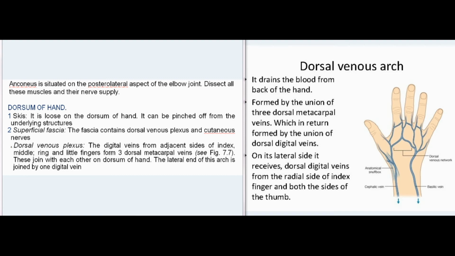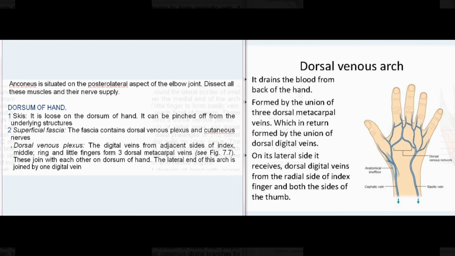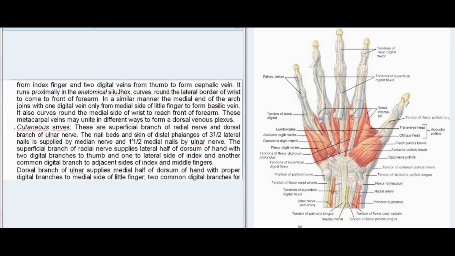The lateral end of this arch is joined by 1 digital vein from the index finger and 2 digital veins from the thumb to form the cephalic vein. It runs proximally in the anatomical snuffbox, curves round the lateral border of the wrist to come to the front of the forearm. In a similar manner the medial end of the arch joins with 1 digital vein only from the medial side of the little finger to form the basilic vein. It also curves round the medial side of the wrist to reach the front of the forearm. These metacarpal veins may unite in different ways to form a dorsal venous plexus.